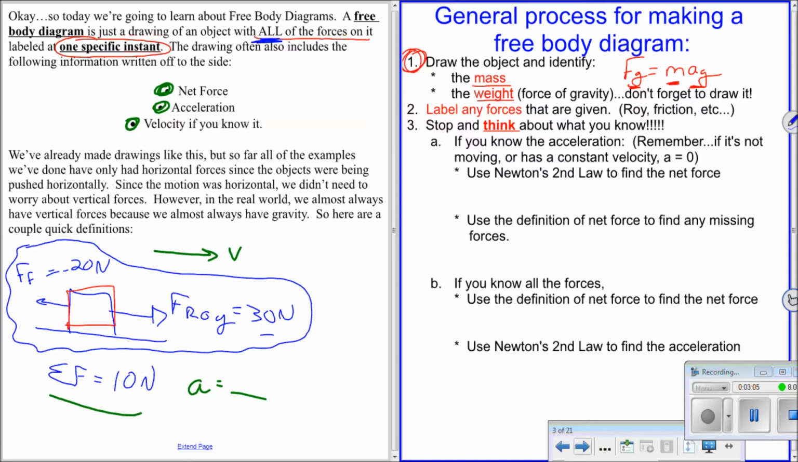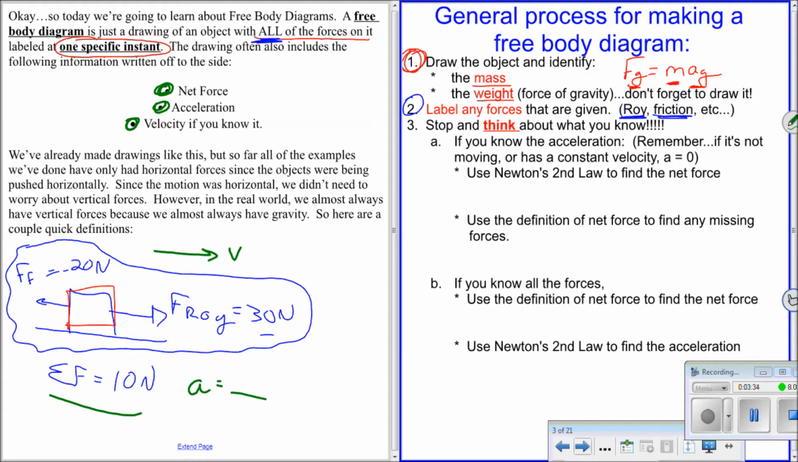Second step, label and identify any forces that are given. Very often the problem will tell you, Roy pushes with 30 newtons and friction exerts 20 newtons. So the second step is to identify the forces that are explicitly given to you in the problem. Now, the third step is the tricky one. For the third step, you've actually got to stop and think. And I don't mean that in a mean way. I just mean that you've got to think about what's going on here.